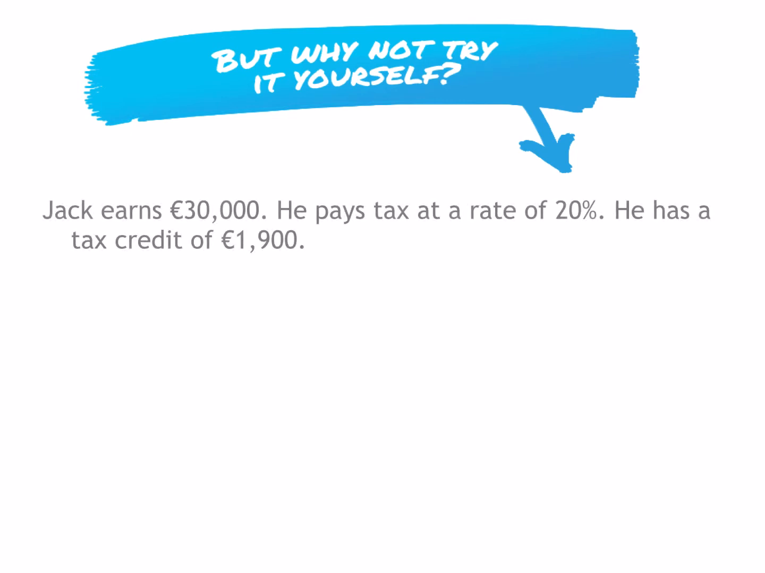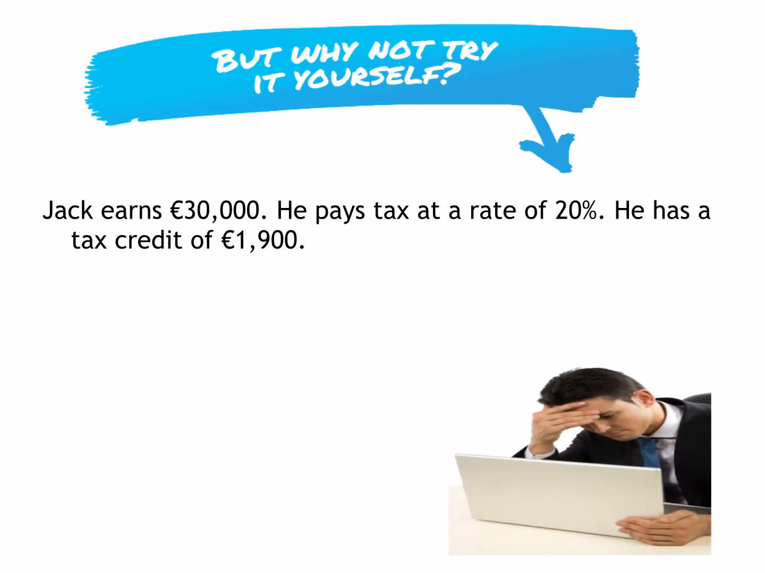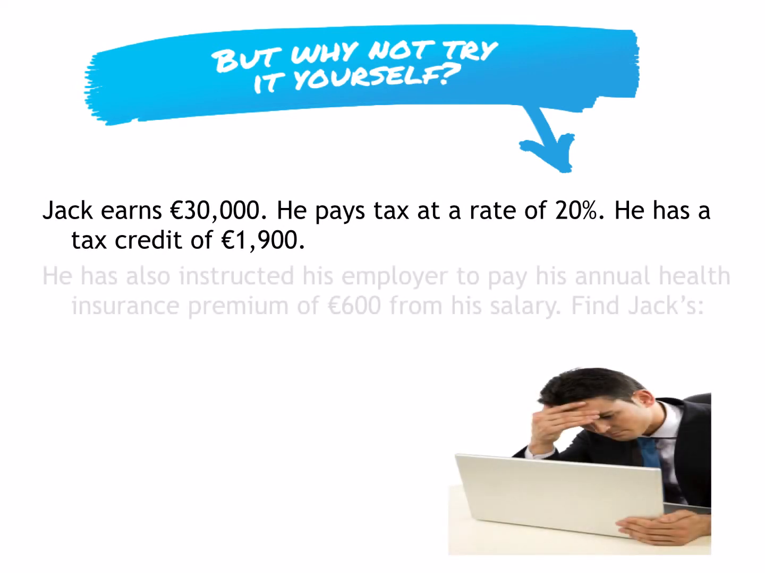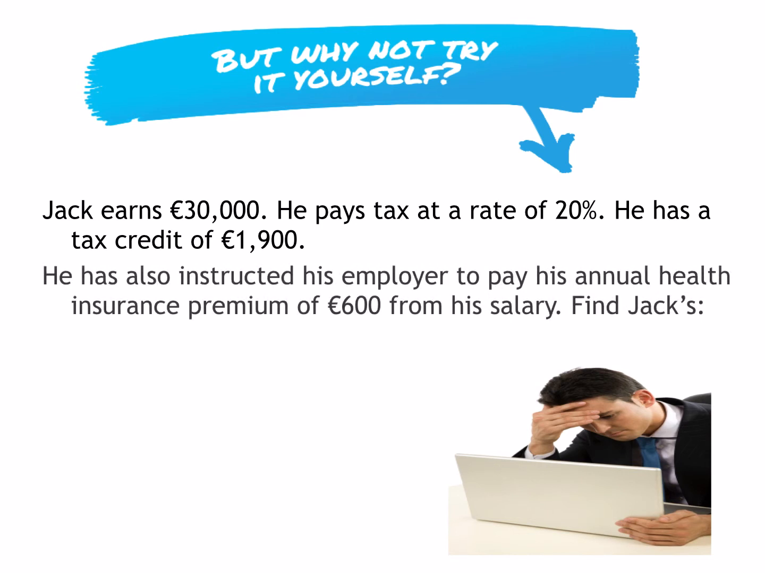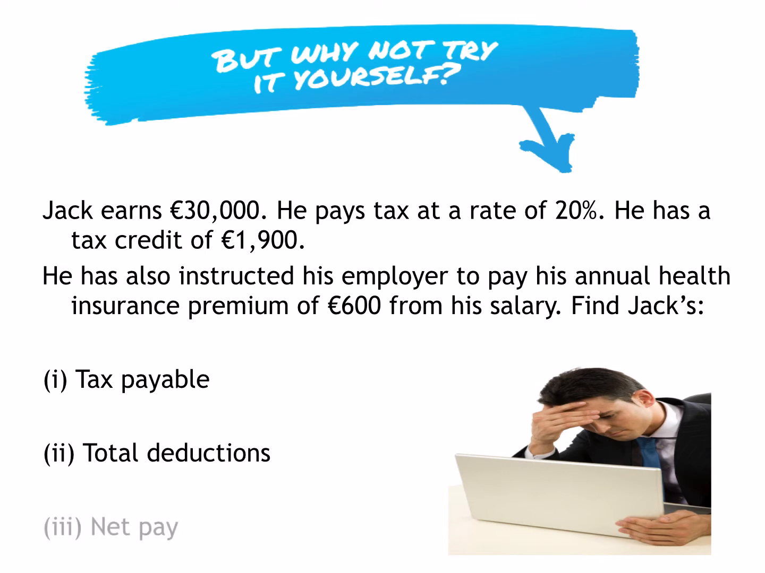But why not try it yourself? Jack earns €30,000. He pays tax at a rate of 20%. He has a tax credit of €1,900. He has also instructed his employer to pay his annual health insurance premium of €600 from his salary. You are asked to find Jack's tax payable, his total deductions, and his net pay. Remember to read the question carefully and to attempt each part step by step.